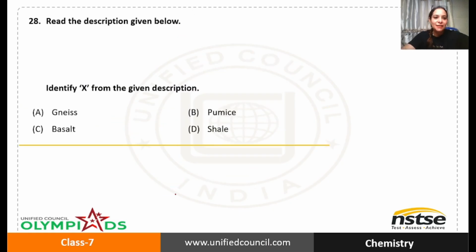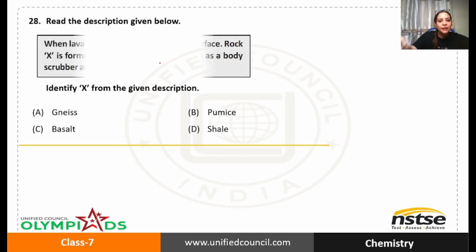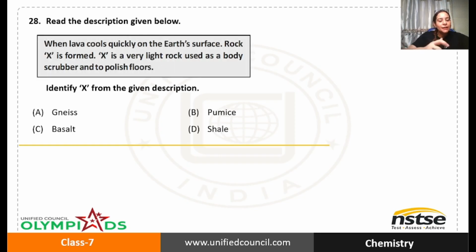Okay. Next question says, read the description given below. The description says, when lava cools quickly on the earth's surface, rock X is formed. X is a very light rock and it is used as a body scrubber and to polish floors. What we need to do is identify based on the description given. The options say A gneiss, B pumice, C basalt, and D shale. Now let me tell you that here the correct answer is option B, that is pumice is formed.